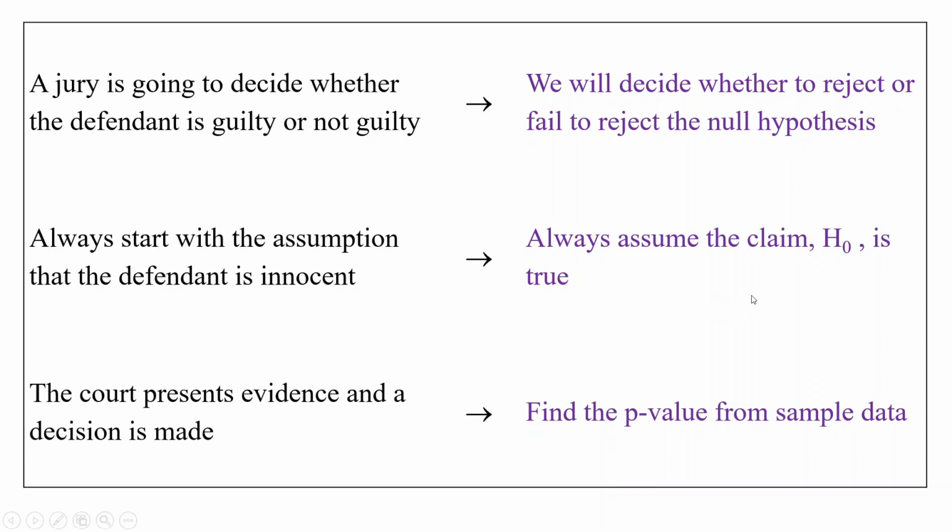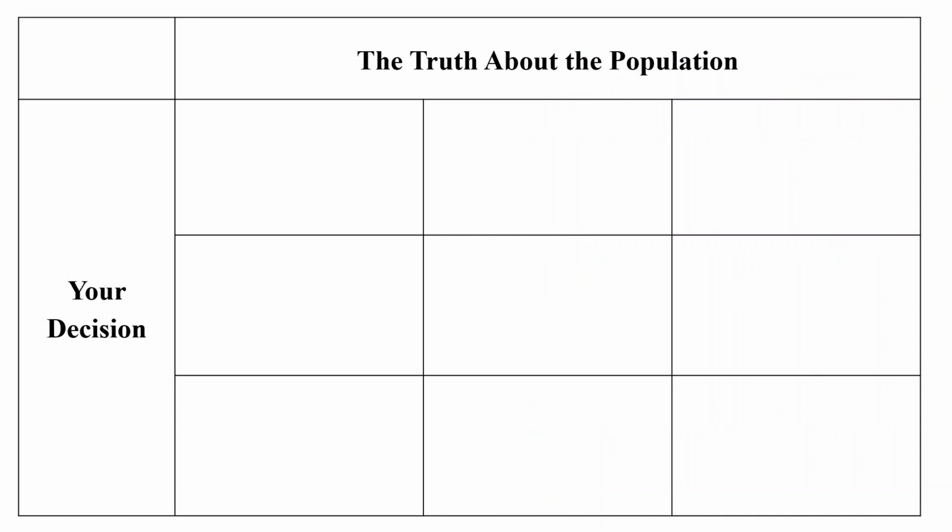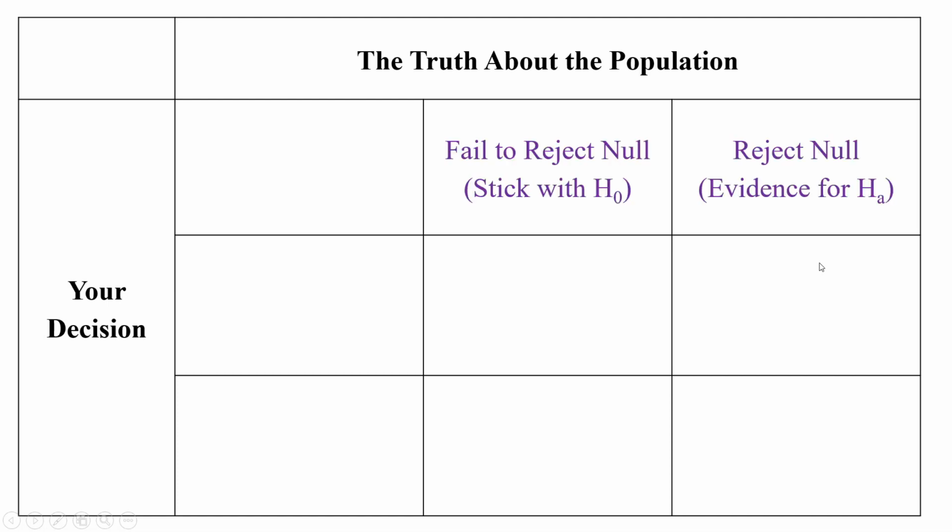Now, that's all fine and dandy, but how does that truth jury's decision table lead into significance test? Well, we're going to set up this table like this. We have some sort of truth about the population, and then we have what our decision as statisticians is. The truth, we can either fail to reject the null or we can reject the null, right? Those are the two decisions we can make, and those are also the two truths about the population. Either we stick with the null or we have evidence for the alternative.